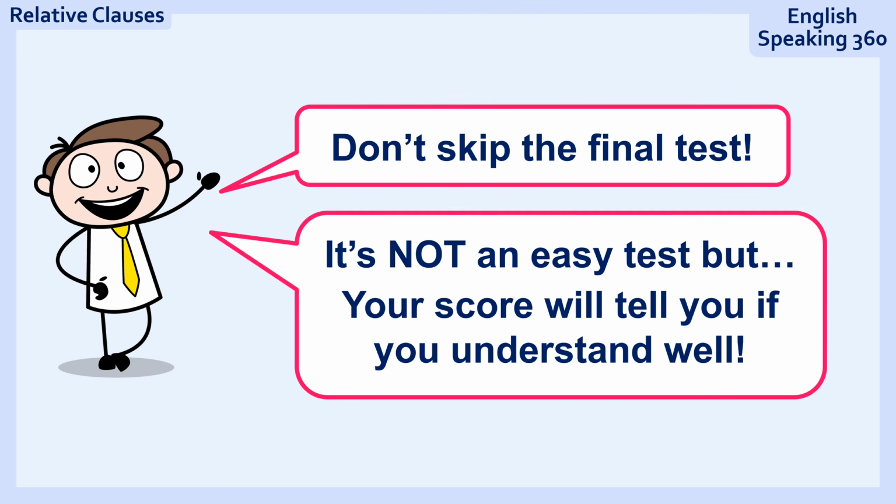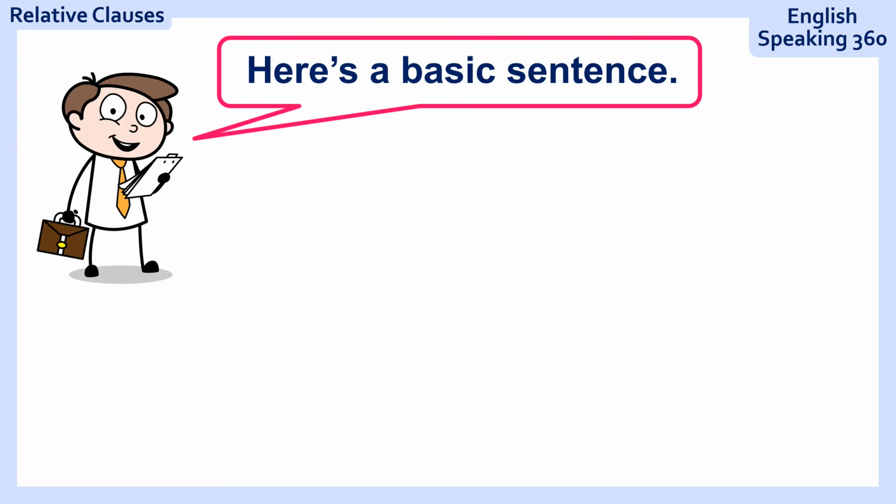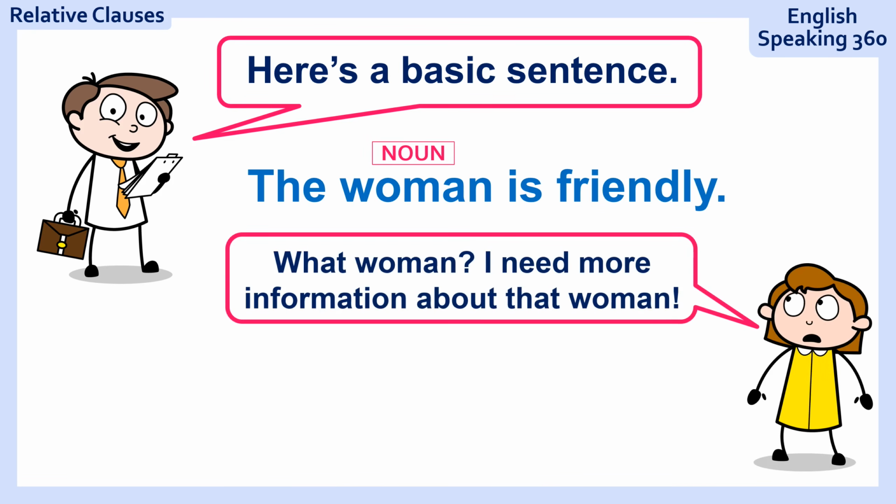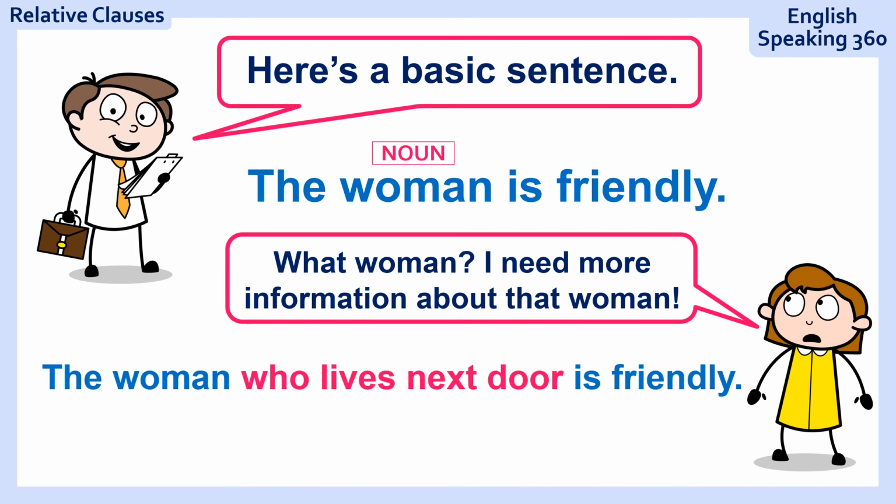Let's get started. Here's a basic sentence. The woman is friendly. Woman is a noun. What woman? I need more information about that woman. The woman who lives next door is friendly. In this sentence, who lives next door is a relative clause.